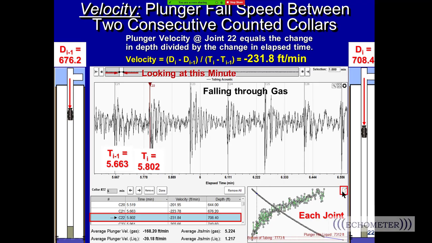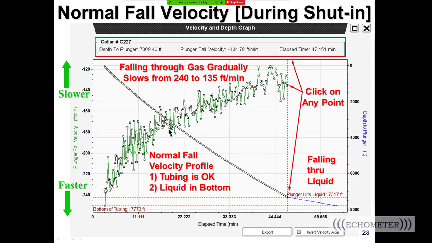Now we click on that button, and it pops up this screen, which is the plunger fall velocity versus depth. And you can see that it starts out fast. Fast is more negative, falling down. Minus means falling down, and slower means it's less negative. So it's falling down 140 feet per minute right here, and it's falling at 240 feet per minute right here.